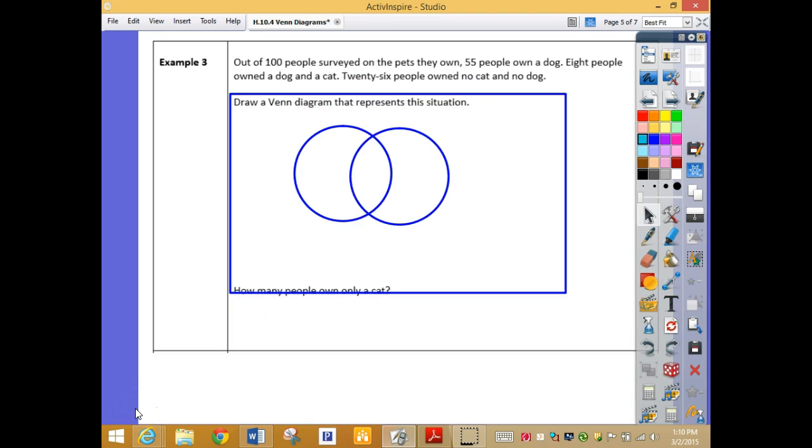All right, example 3. Now we have out of 100 people surveyed on the pets they own. So what do you want to label it? Draw your universe. We have 2 sets here because what are our 2 sets? We have people that own dogs and people that own what? Cats. Well, then there's people that didn't own either. All right, so let's look at it this way. Pets people own. We know some people own dogs. We know some people own cats.